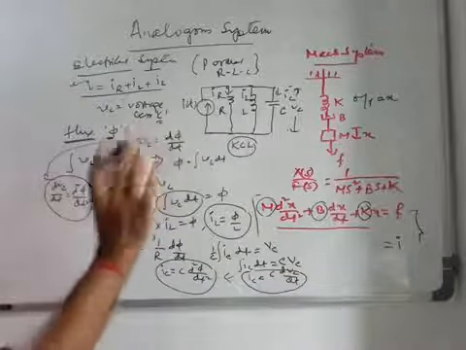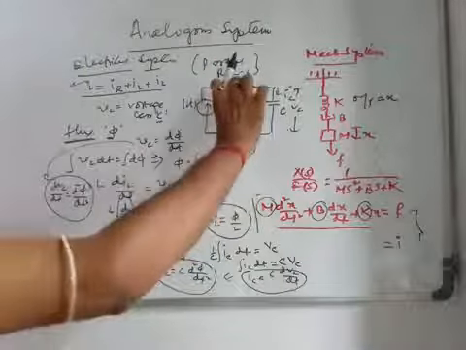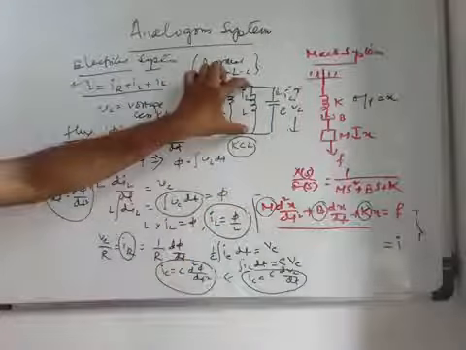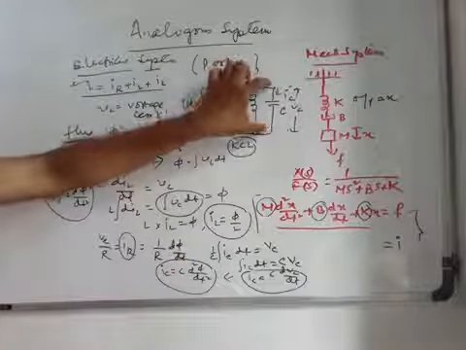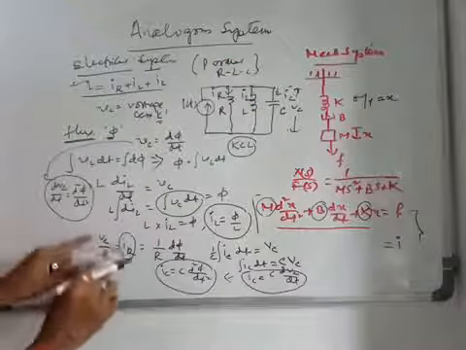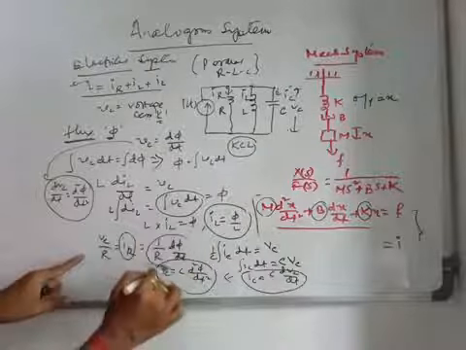So VC is equal to d phi dt. Again I repeat, this is the voltage across the inductor, VC, and the voltage across the capacitor is again VC. So VC by R is equal to IR. VC by R means 1 by R d phi dt. So this is the expression for IR.